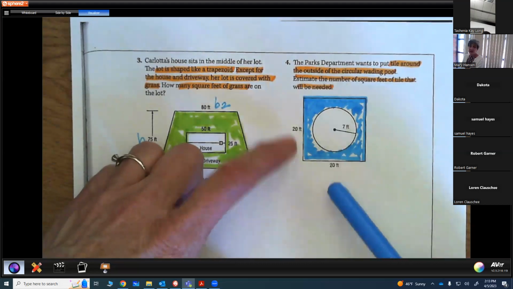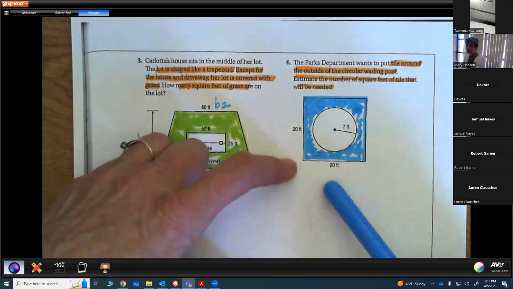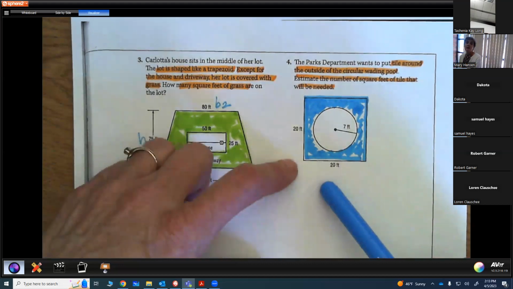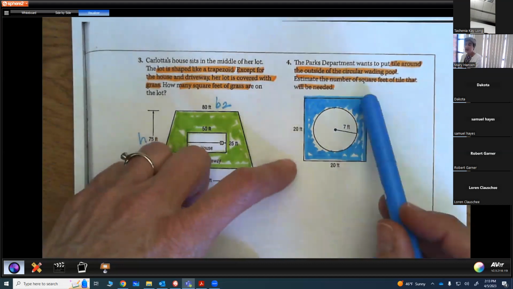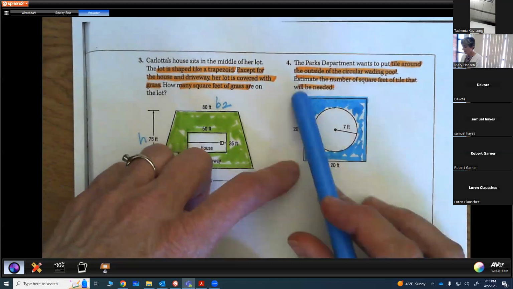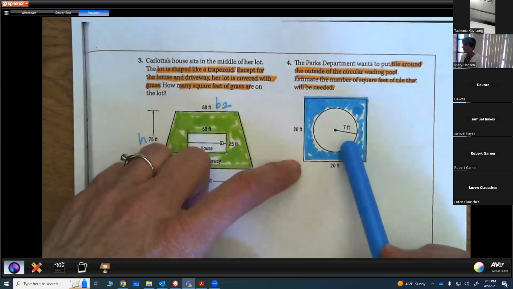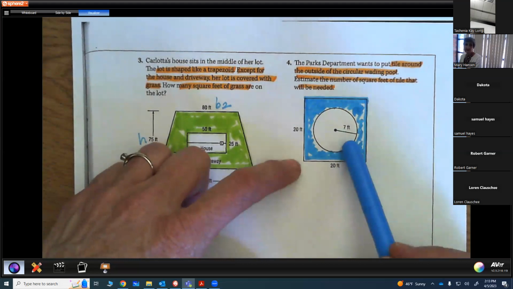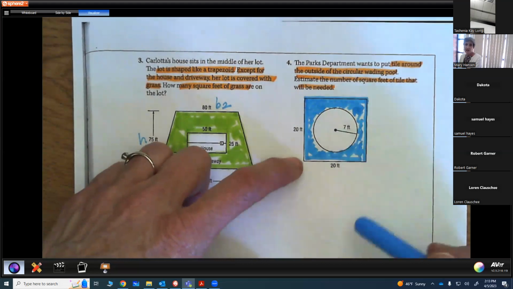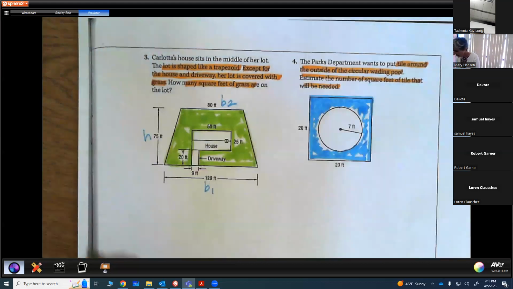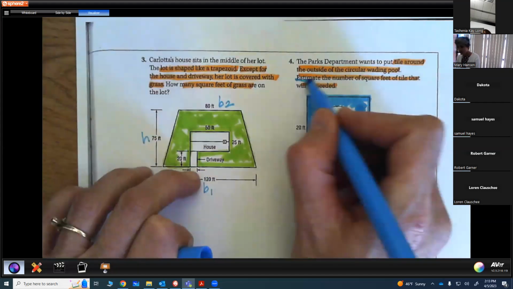And after I find the area of the circle, what would I do? Find the area of the square. Very nice. I'd find the area of the square, I'd find the area of the circle, and I would subtract the area of the circle from the area of the square. Very nice. Now, key in, this says estimate.